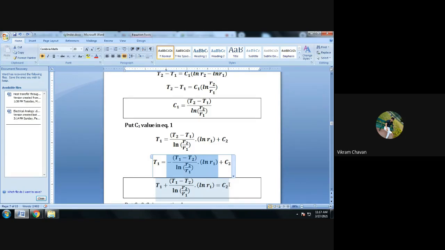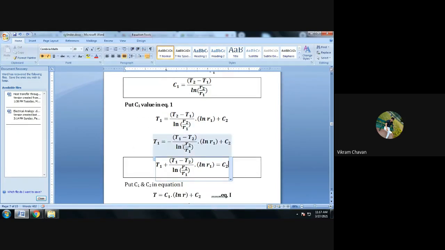That will provide you the C2 value. Is everyone with me? Have you written this down? Okay, so write simultaneously. Once you get the C1 and C2 values, we have to put these C1 and C2 values in equation number 1 to determine the temperature distribution equation.